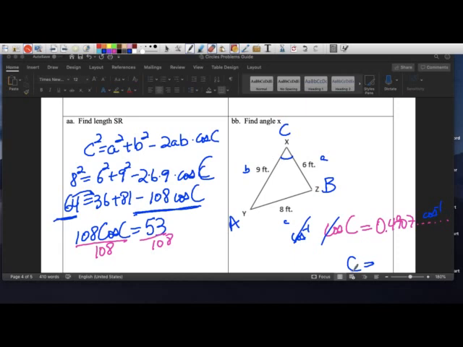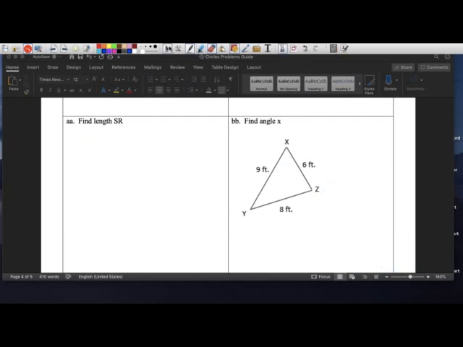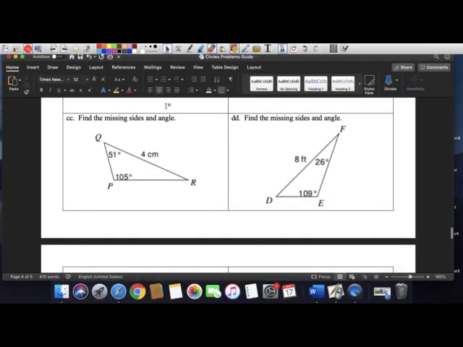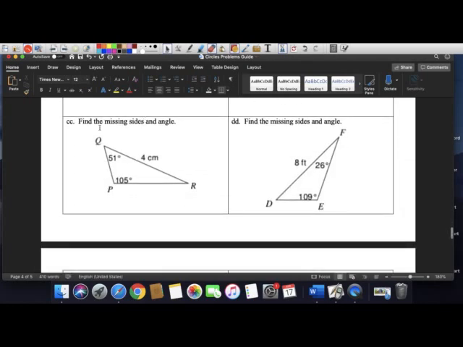We're going to just press the second function, right? And we're going to do cosine negative 1. And we get that our angle C is 60.61. Okay, and that's all we have to do for that particular problem.